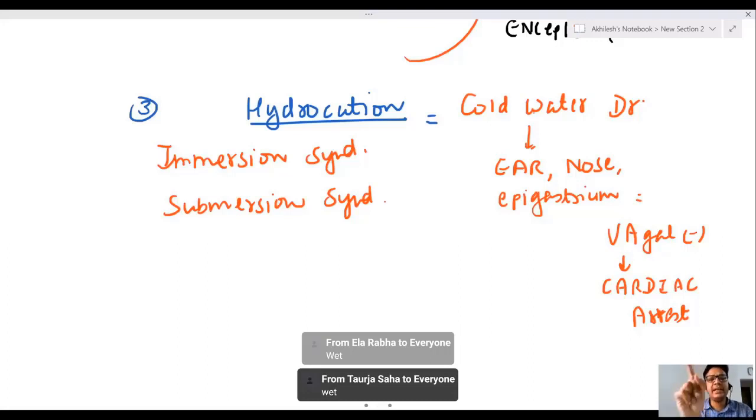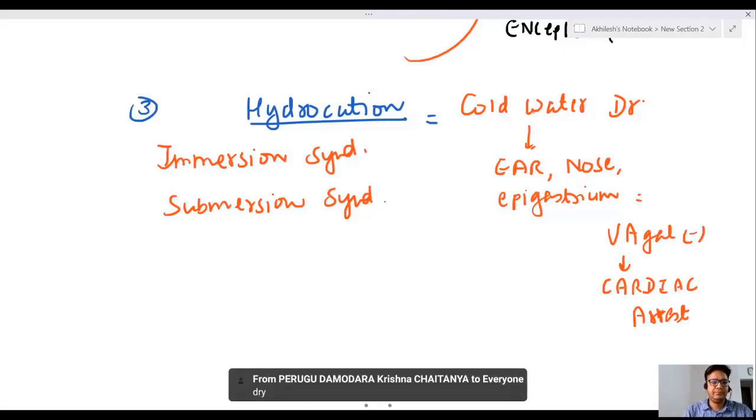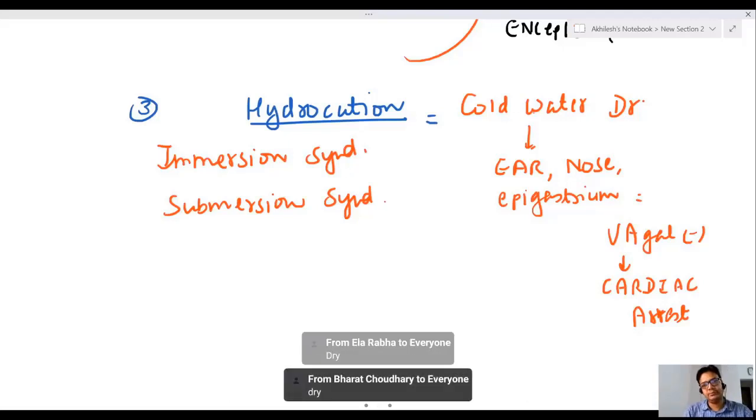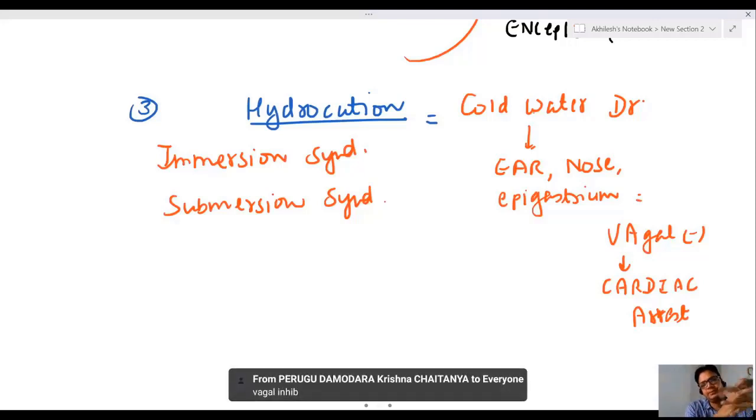In which drowning does a person die due to laryngeal spasm? Dry drowning. What is the cause of death in cold water drowning? Vagal inhibition leading to cardiac arrest.